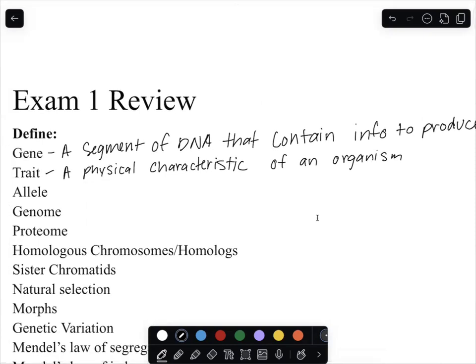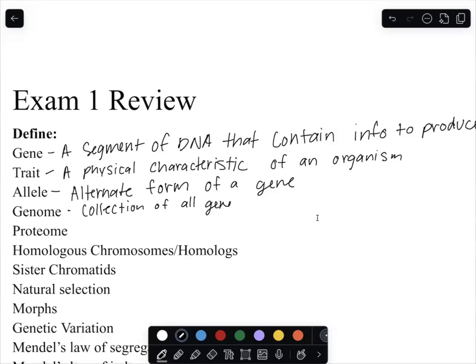Okay, an allele is a different version of the gene, so an alternate form of a gene. Okay, genome is a collection of all genes. Proteome is a collection of all proteins in a cell type.